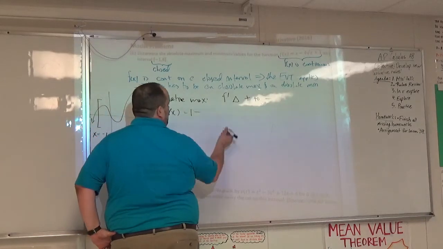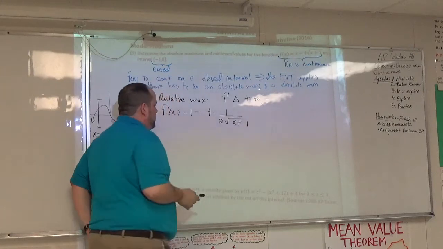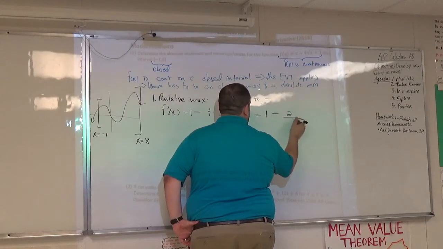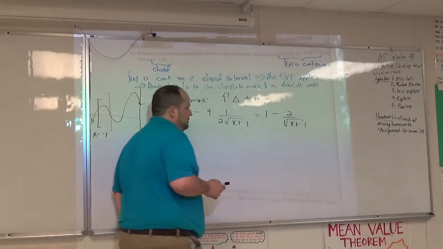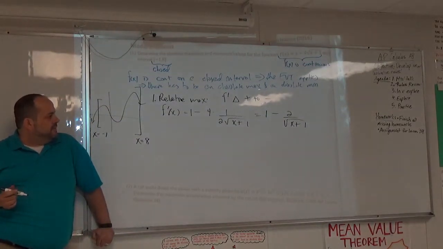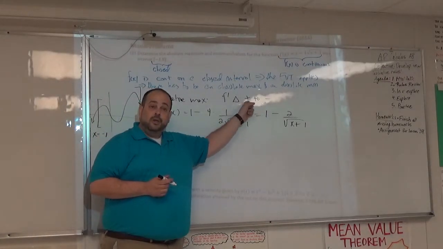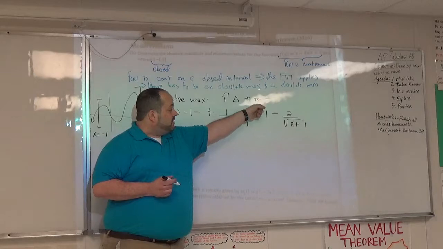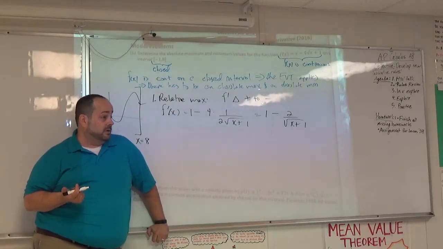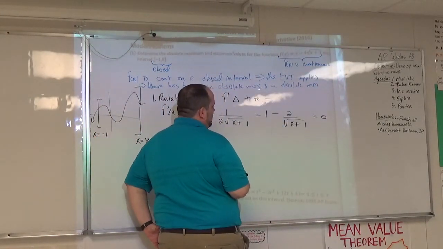f prime is going to be 1 minus 4 times 1 over 2 square roots of x plus 1. That's my derivative. The reason that I found the derivative is I'm interested to see where the derivative makes a change from positive to negative. If the derivative is going to make a change from positive to negative, I'm going to figure out first where the derivative is equal to 0. So we're going to set that equal to 0.